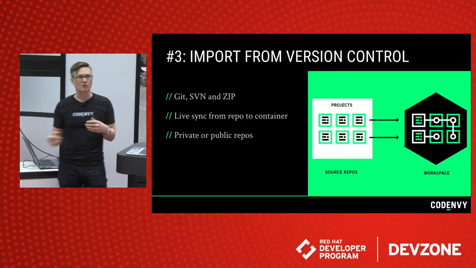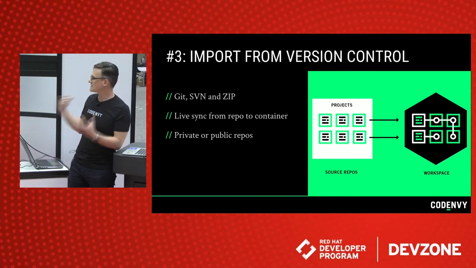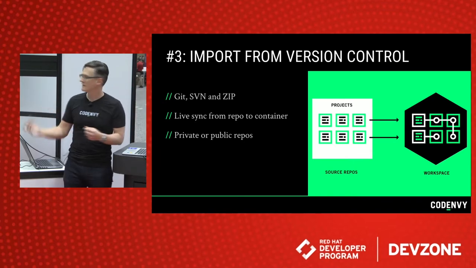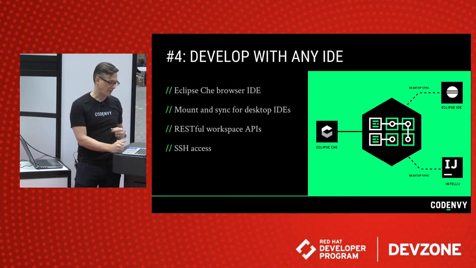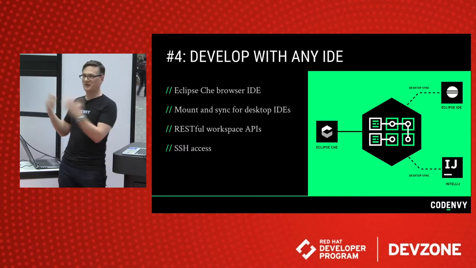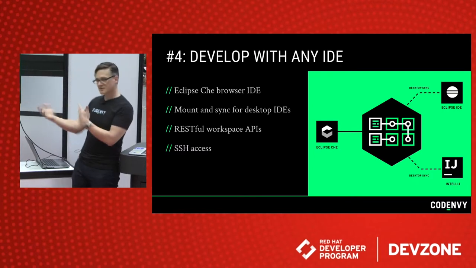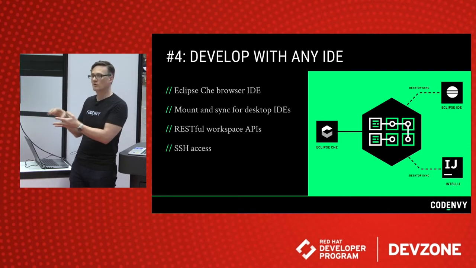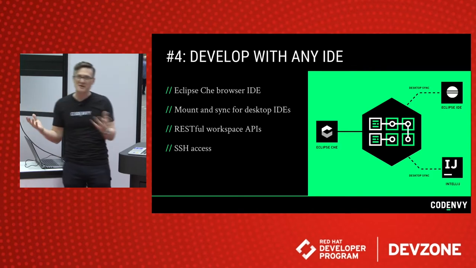Importing from version control and going back to version control is dead easy. Support for Git, for SVN, from zipped up projects, and public and private repos. And if you don't like a browser-based IDE, although it requires no config and it's super easy, you can use a mountain sync with your desktop IDE, with things like Eclipse desktop IDE or IntelliJ or whatever, Vim, Emacs, your flavor is.